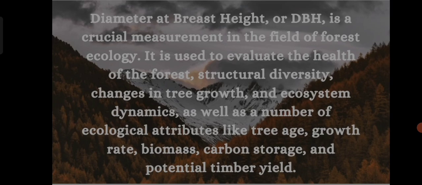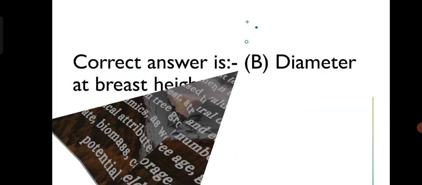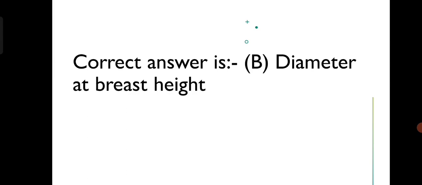DBH is a key measurement in forest ecology used to estimate various ecological attributes such as tree age, growth rate, biomass, carbon storage, and potential timber yield, as well as to assess forest health, structural diversity, and changes in tree growth and ecosystem dynamics. So here our correct answer is diameter at breast height, that is option B. Now moving on to the next question.